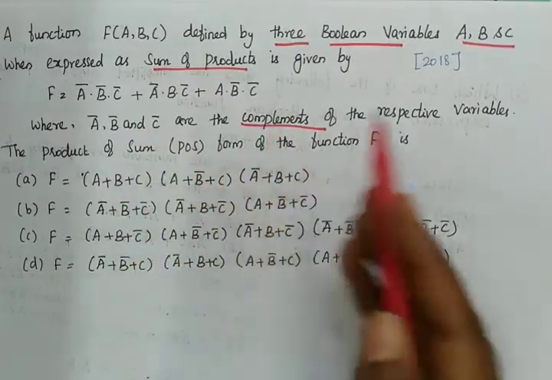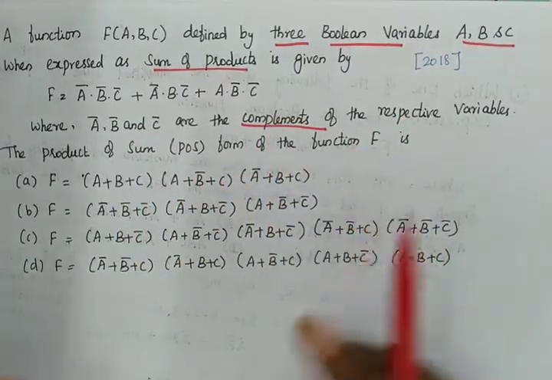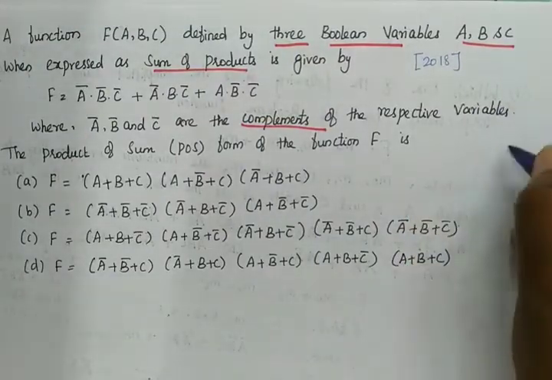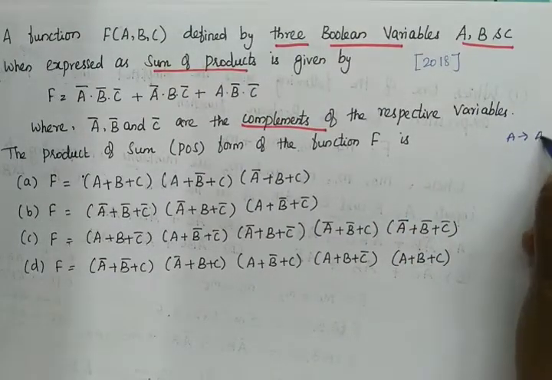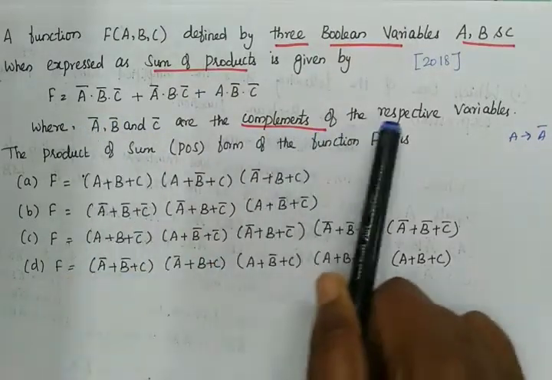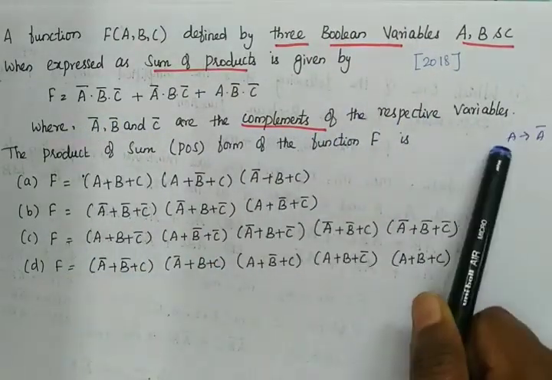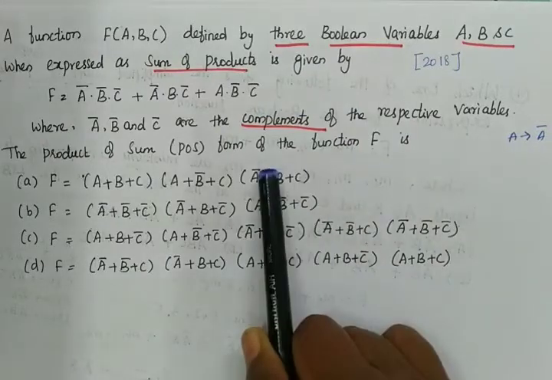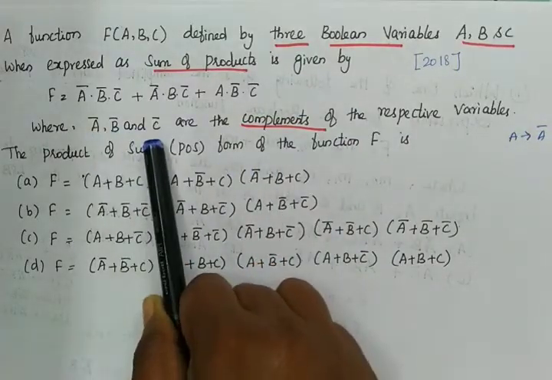So these are the complements of the respective variables. What is a complement? If it is A, then the complement of this is A bar. So that is what they have said. These are the complements of the respective variables: A bar is the complement of A, B bar is the complement of B, and C bar is the complement of C.